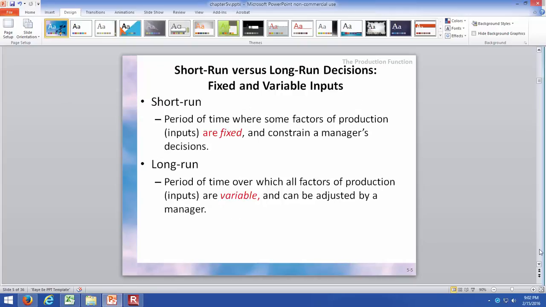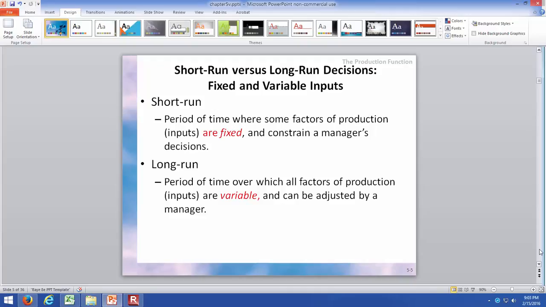We are talking about a production function that depends upon these two factors. Now in the short run, what do we assume here? We assume that in the short run, some of the factors of production are fixed and constrain a manager's decisions. Primarily here we are assuming that capital is fixed. So basically what that means is that for a corporation you cannot change.